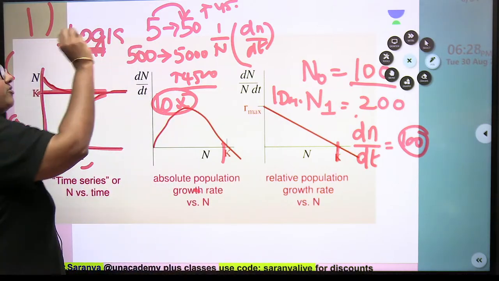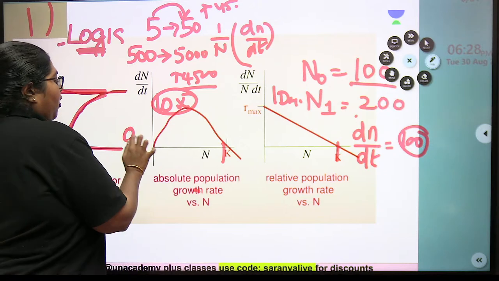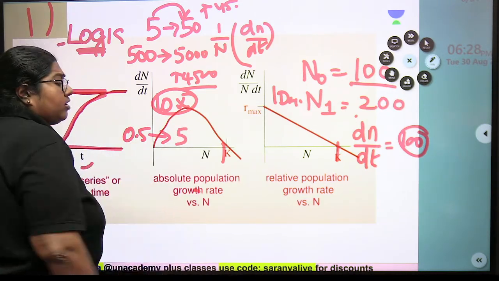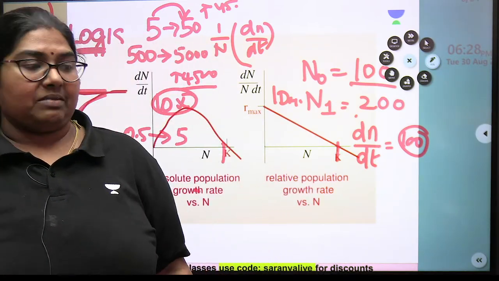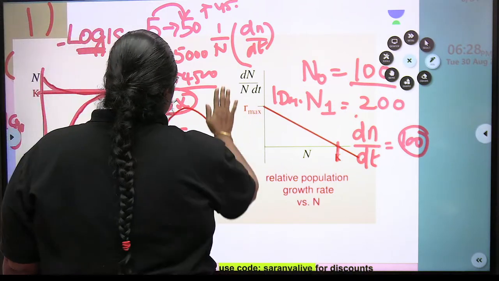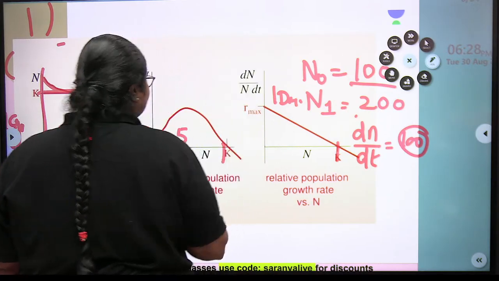If I invest 5 rupees, I'll get 50 rupees. If I invest 500 rupees, I'll get 5000. If I invest only 0.5, I will be getting 5. Got it? So now this is clear. It is only 10 times. That is what is going to be your dn by dt. You should not calculate it with respect to the n t.